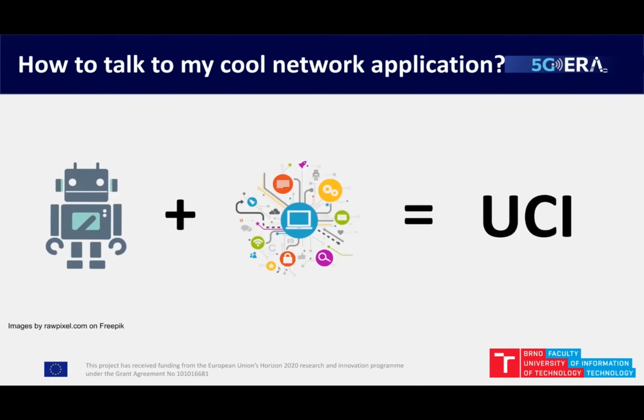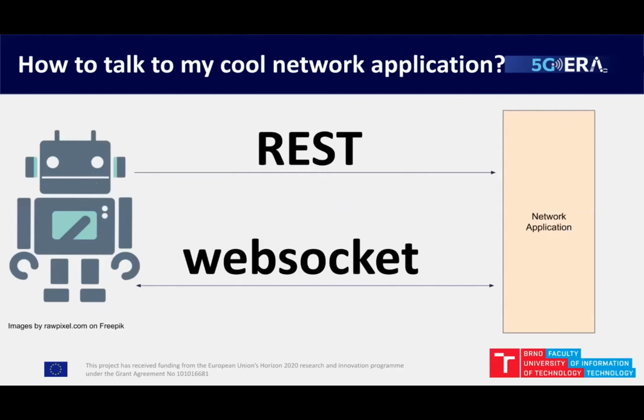So we came up with a so-called unified communication interface. This unified communication interface uses two technologies. It uses REST, or the HTTP endpoint, for the communication from the robot to the network application. So to successfully make a connection from the robot to the network application, you only need the address of the network application and the port where the network application's web server is listening.